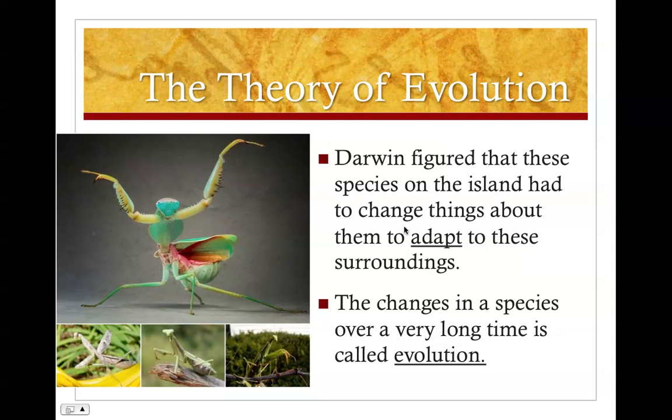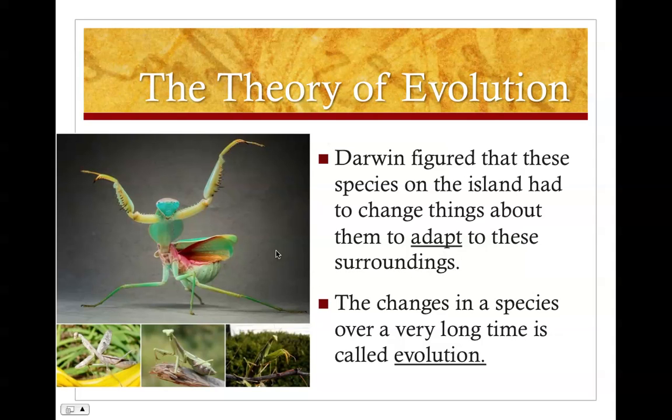He noticed that all of these differences of all these animals on different islands, they each had their own adaptations to make them more suited for the specific spot they lived. And he realized that all of these species, we talked about all the different types of praying mantids, they probably changed how they look to make them better suited, better adapted to where they live over a really long time. And that's what evolution is.